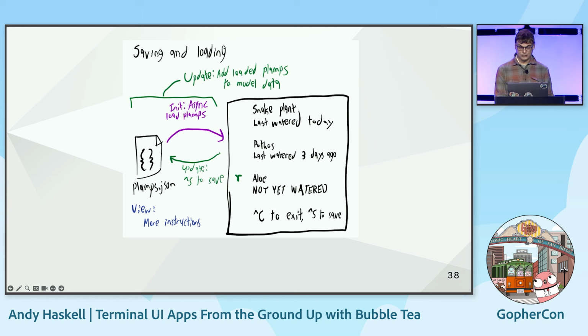The place we need to change to load data when the app first opens and save data when the user presses Control-S is in the model logic. We need to implement init, which is where we load the data.